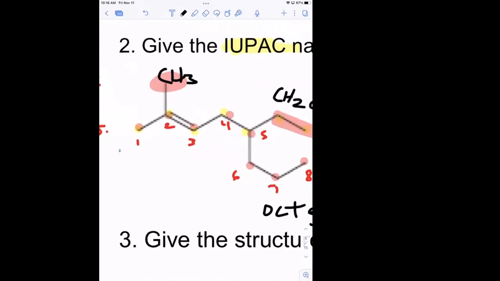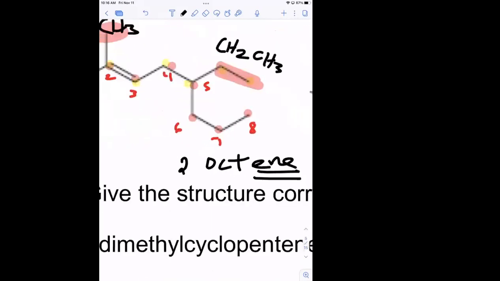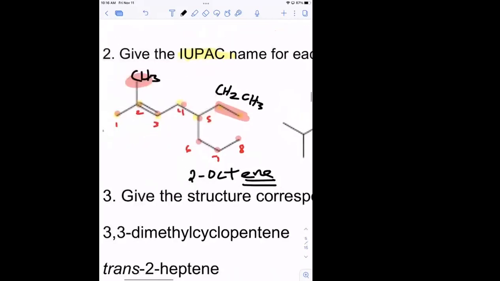What was the number? 2 and 3. So my double bond is between 2 and 3, but I'm going to give the lowest number possible, right? So this is 2-octene. I'm going to put a 2 right here. That's my parent, 2-octene. The 2 is indicative of the location of the double bond, it's the address of the double bond. You always give it the lowest number possible.